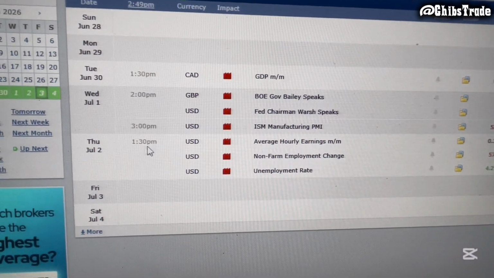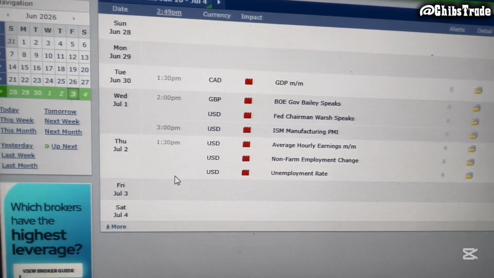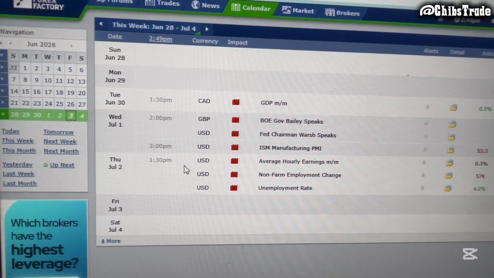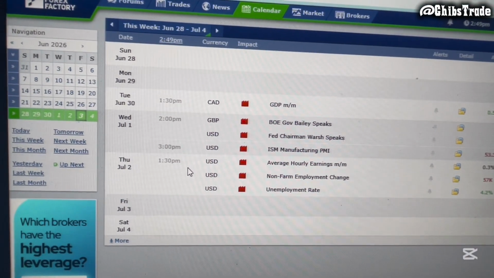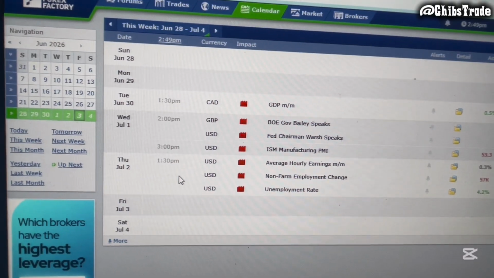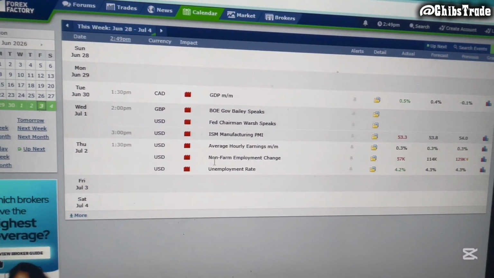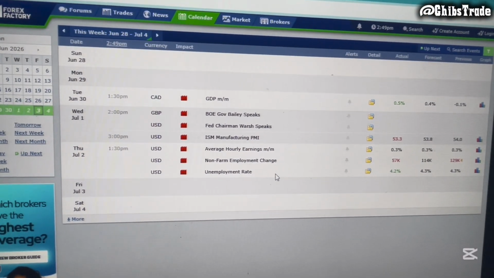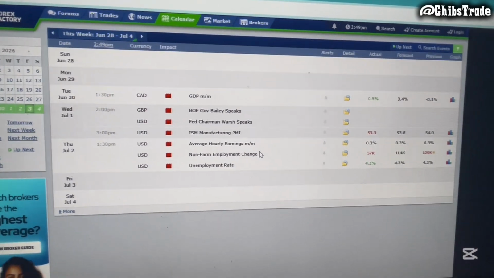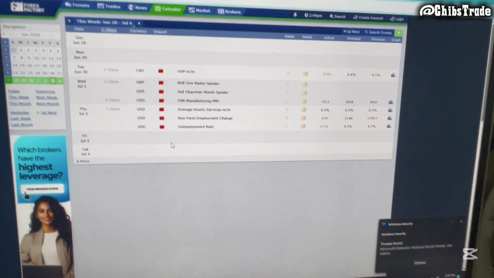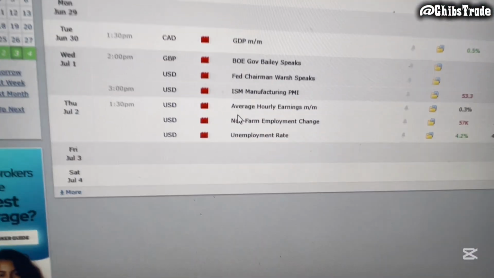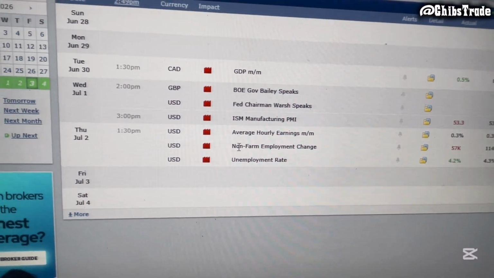This is the news that was at 1 p.m., just as I was making that video. If you check the time of that video, you will see the news was out within just a few minutes. You can see non-farm employment change and average hourly earnings with the unemployment rate. These two tied up, and my zone couldn't hold it.